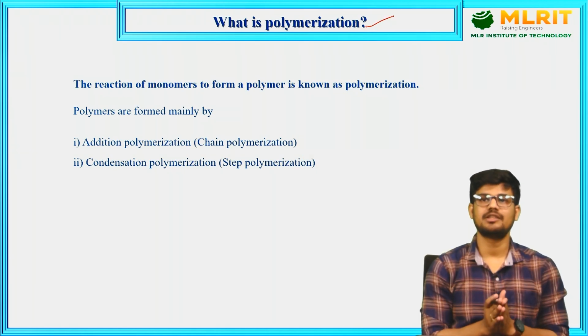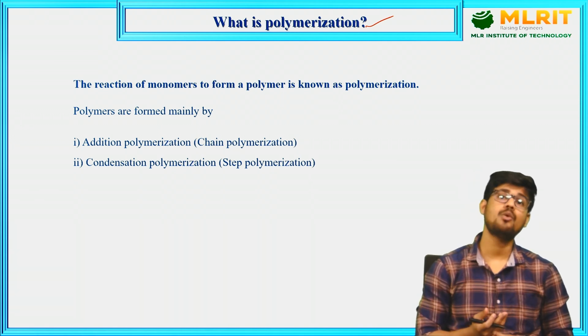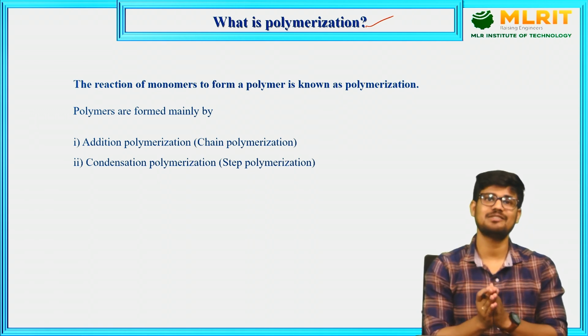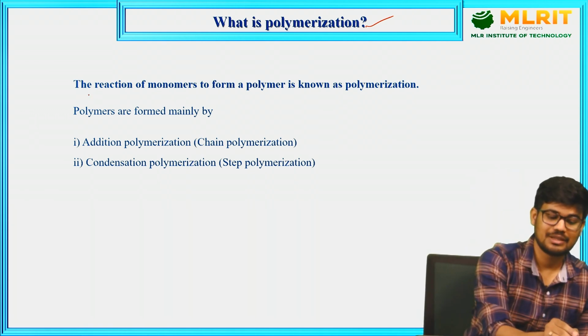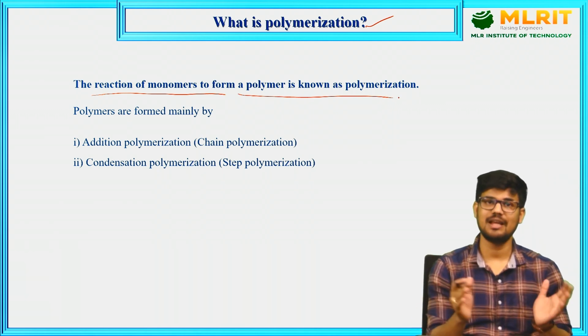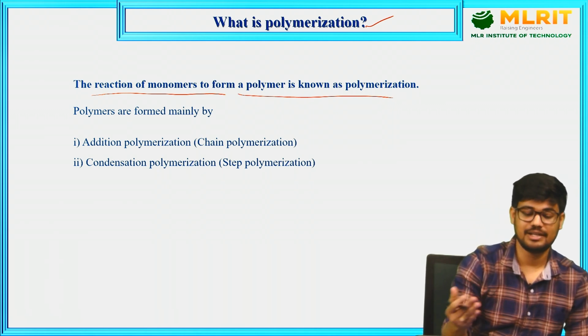If somebody asks you what is polymerization, in simple words we can say the process by which a polymer is synthesized, we will call that process polymerization. So the reaction of monomers to form a polymer is known as polymerization. The same thing we are writing in a separate way.